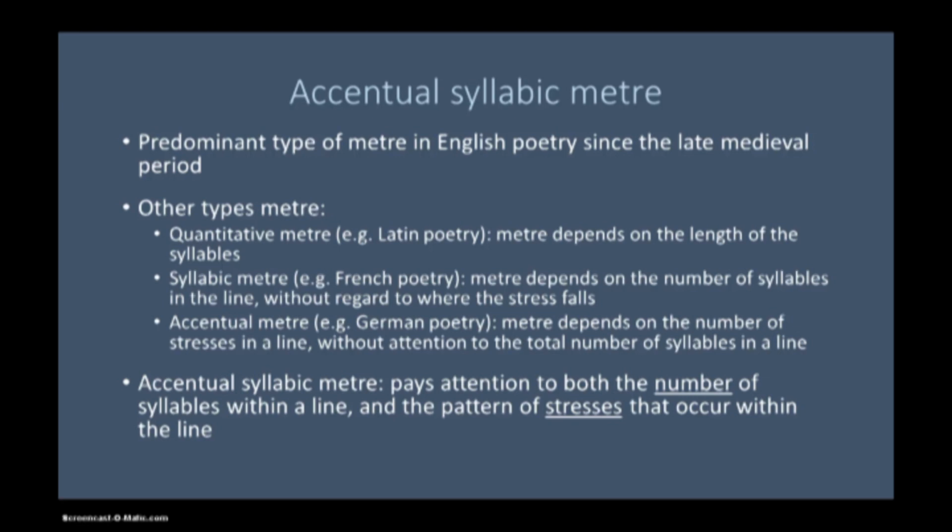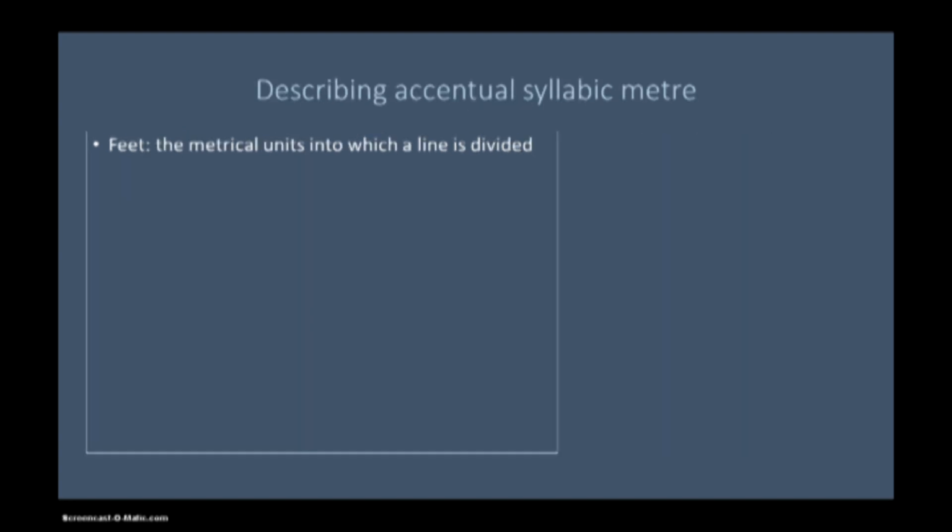Classical poetry was written in quantitative metre, in which the pattern was established by the length of the syllables. Syllabic metre depends on the number of syllables in the line, without attention to where the stress falls on those syllables. And accentual metre depends on the number of stresses in a line, without worrying about the amount of syllables in total. Accentual syllabic metre thus combines features of both syllabic and accentual metre, paying attention to both the number of syllables in a line and the pattern of stresses that occur within it.